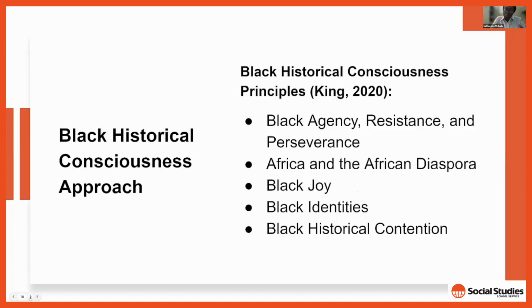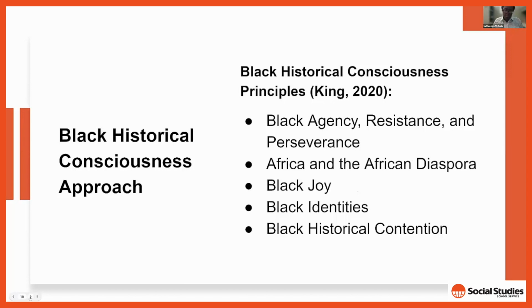So these principles include Black agency, resistance, and perseverance. Here in the classroom, you'll be looking at the ongoing but strong fight for social change led by Black people, as an example. The second is Africa and the African diaspora. Here you would be thinking about the Black experience before 1619, which we know, unfortunately, is often a student's introduction to Black history. An example here would be to explore successful African kingdoms and Black experiences around the world.